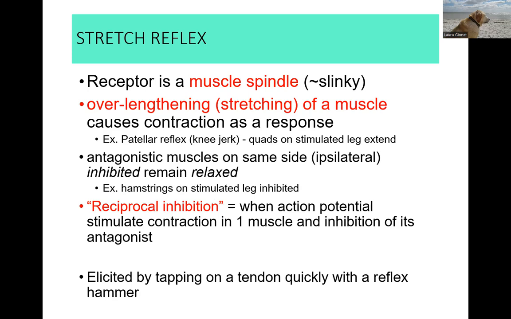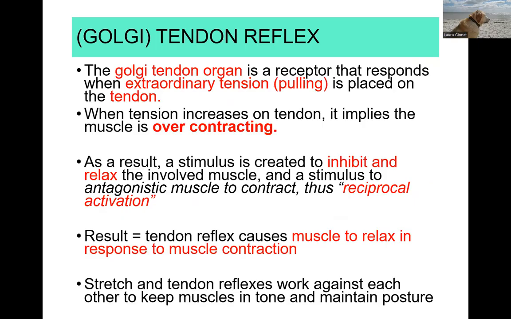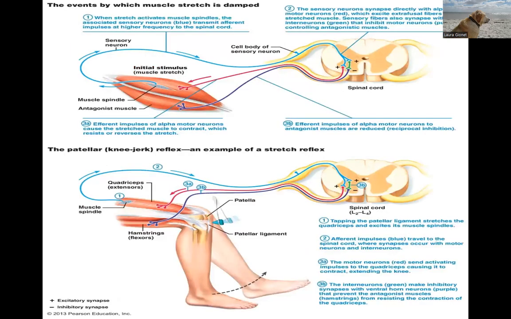So a stretch reflex, which is one of those somatics, we're going to look at that. We have two different ones we're going to look at. When a muscle is overstretched, it's going to contract to help keep it from being impaired. Or we're going to have the opposite: a tendon reflex, what's called the Golgi tendon reflex. That is going to relax the primary muscle so we don't overcontract it. So they're working essentially in opposition to each other.